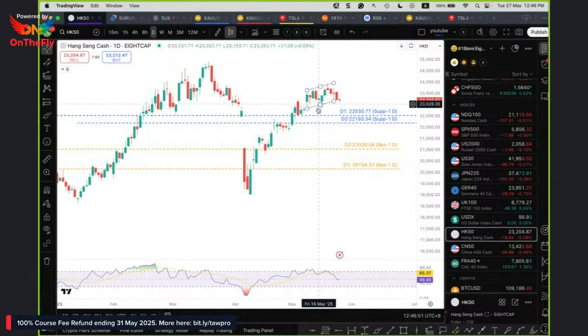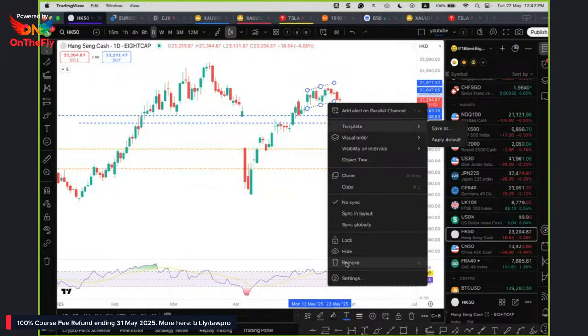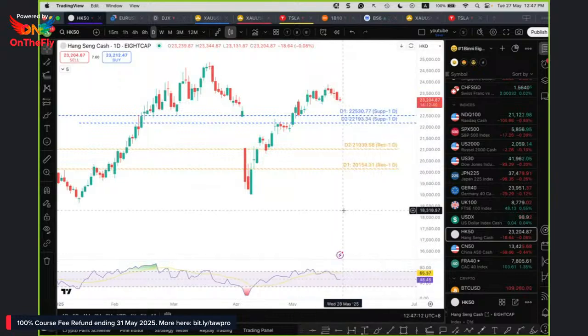So this is what HSI is doing. This is a Hang Seng cash offered by ECAP. I'm not using the main index, but they look the same. And what is most important, I think, is that the market is really waiting, probably for Xiaomi earnings.